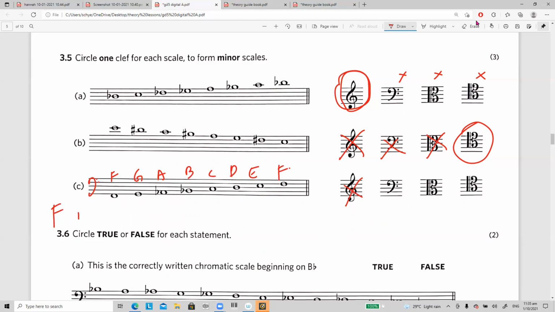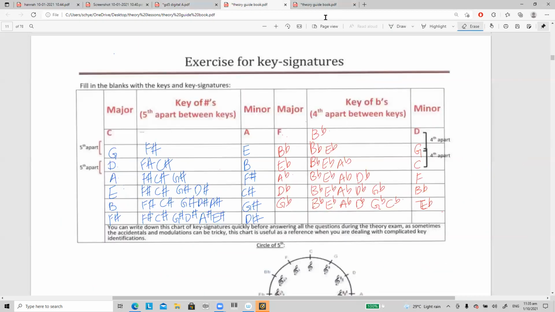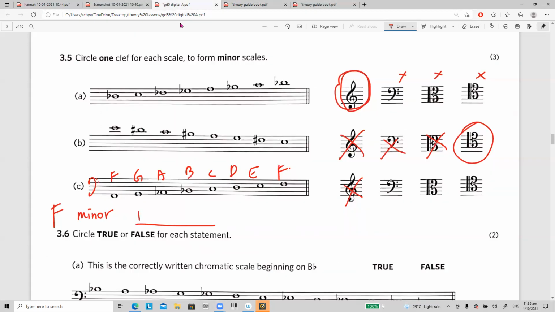Okay, so if this is F minor, look at the key signature. F minor has 4 flats. So write down the 4 flats: B flat, E flat, A flat, D flat. So for harmonic form, you need to raise the leading note. In F minor, the leading note is E. E has a flat, so you raise it, it becomes E natural. Up and down the same.